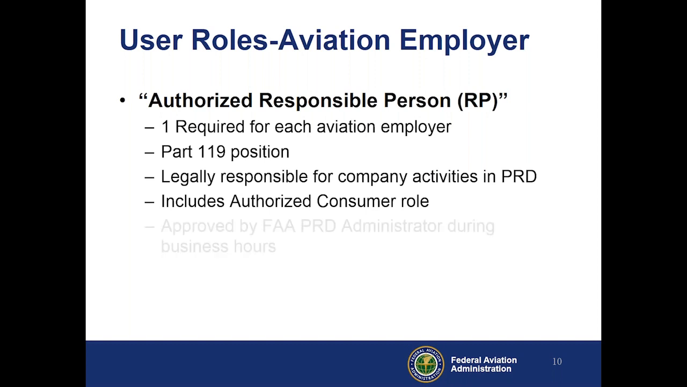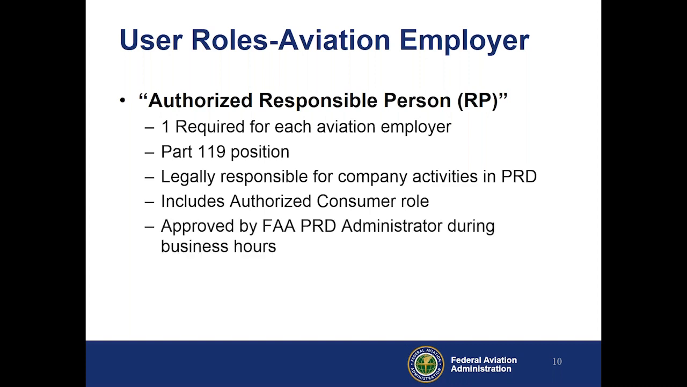Now, here's an important point to make. A responsible person, whoever registers for that role, they actually get two roles in PRD. It happens automatically. It doesn't take any extra steps. They also get the authorized consumer role. And that's a really important point, because authorized consumers are the only folks in PRD that can look at records. So when I say a responsible person can look at records, well, that's sort of true. It's just that they're using their consumer role to look at the record. And we'll see that more in just a minute.